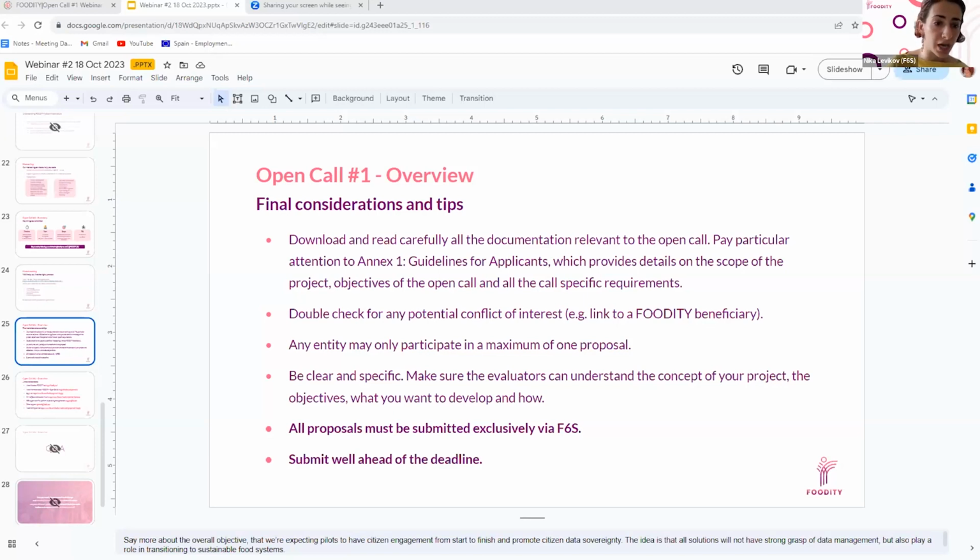Does FOODITY or your tech partner hold any IP on the resulting project in the short term and long term? I'm not sure if Hans, you can help me answer this one.